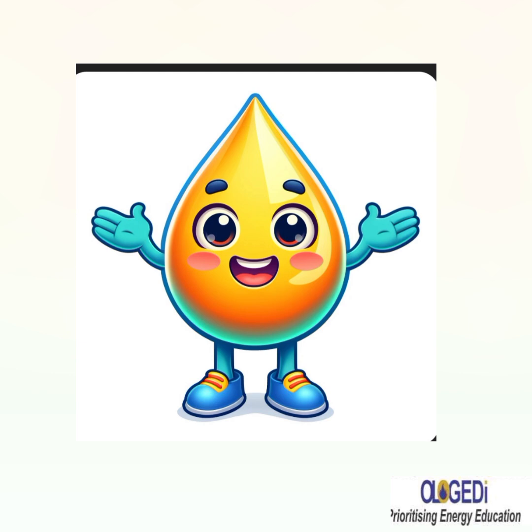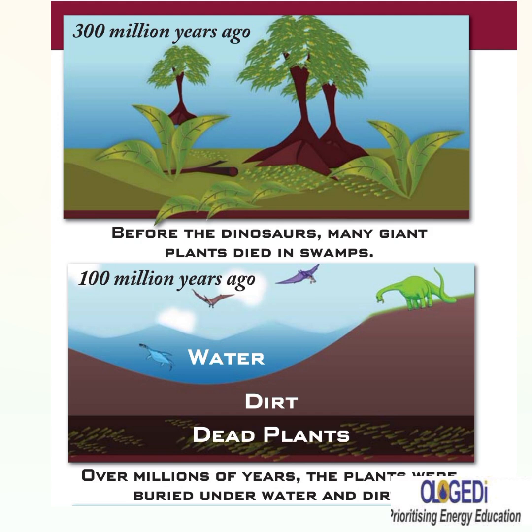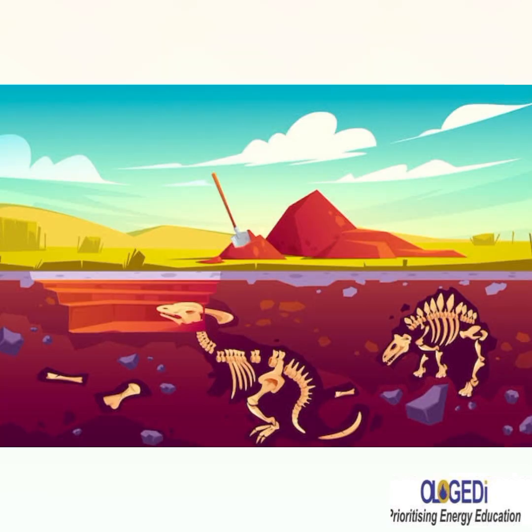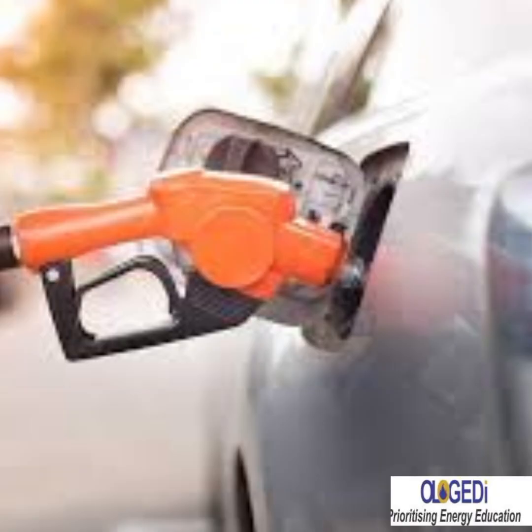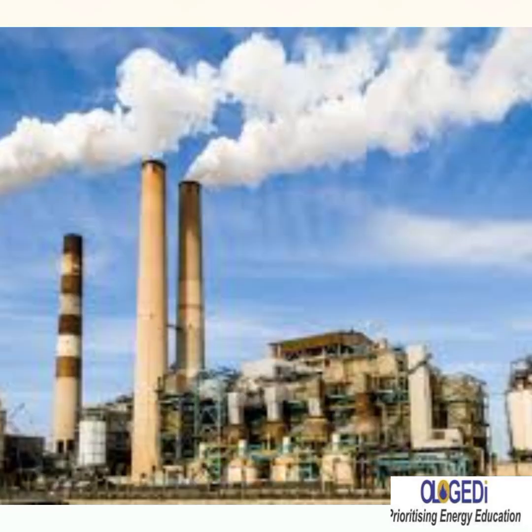Oil is a natural resource formed millions of years ago from the remains of ancient plants and sea creatures. Over time, this material was buried deep beneath the Earth's surface, where heat and pressure turned it into oil. It's a vital source of energy that powers cars, factories, and much more.